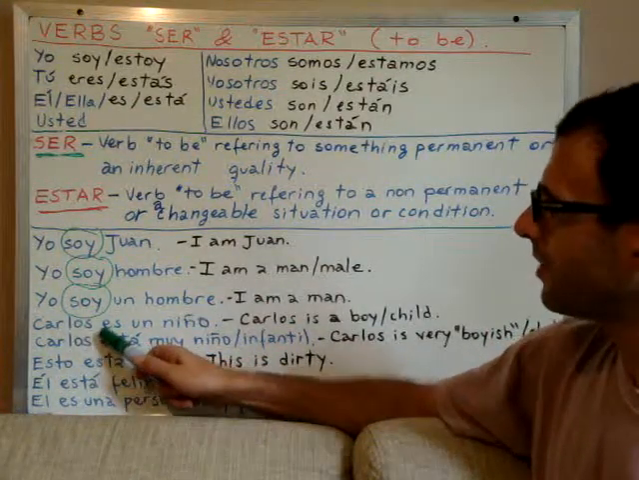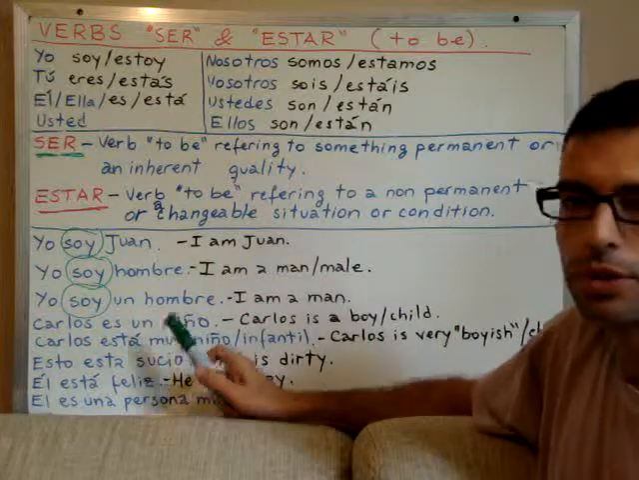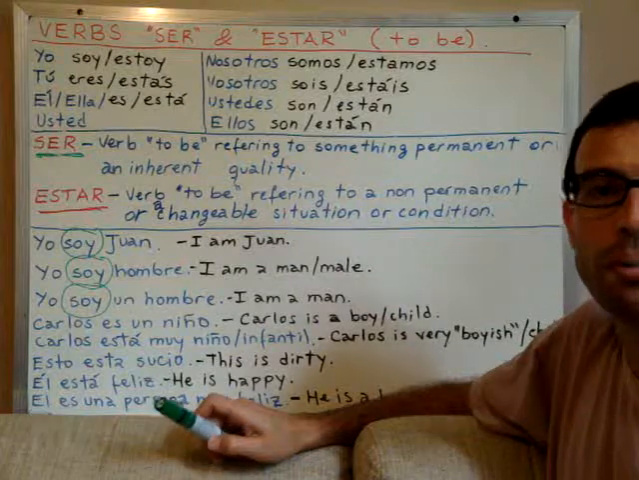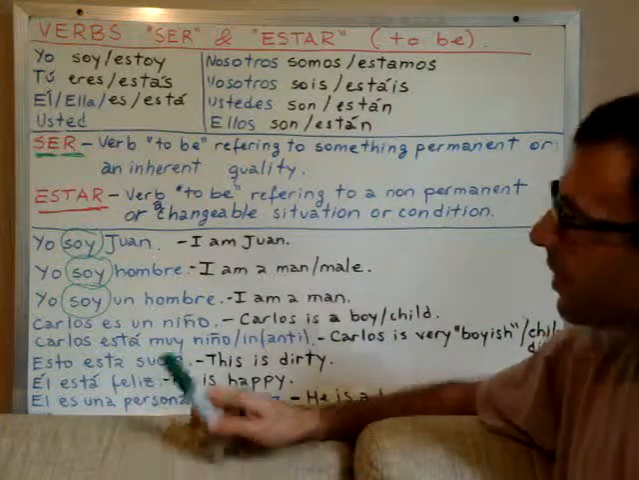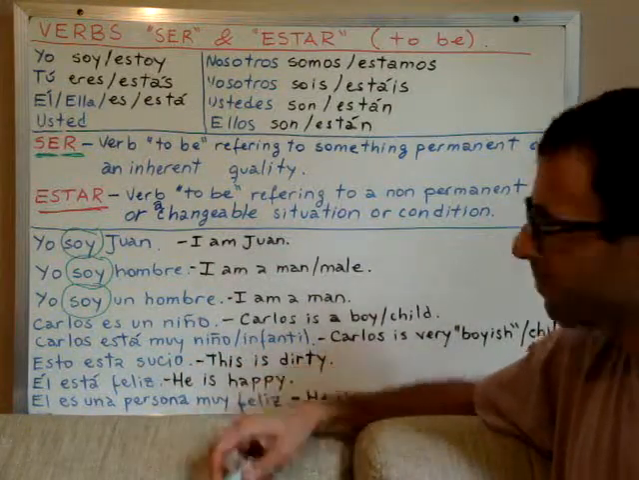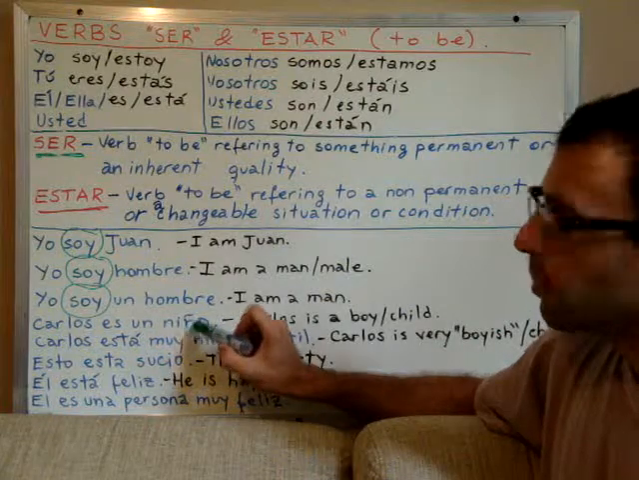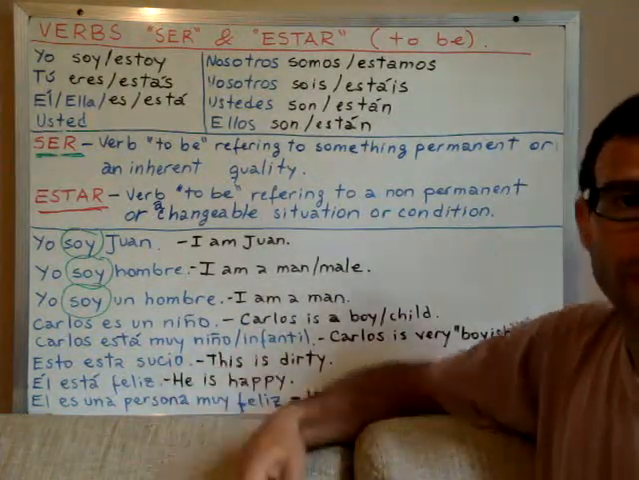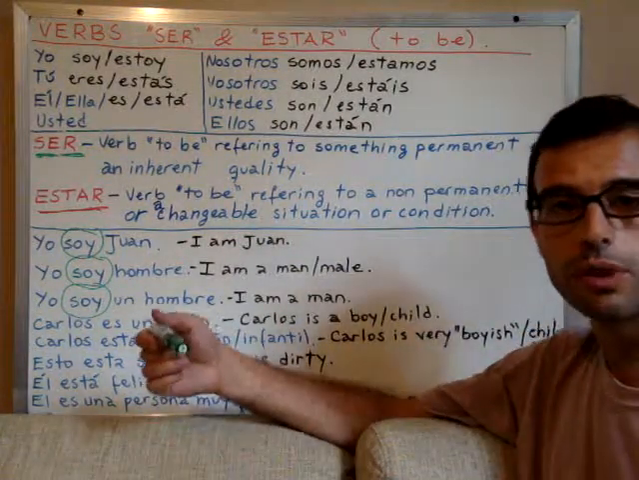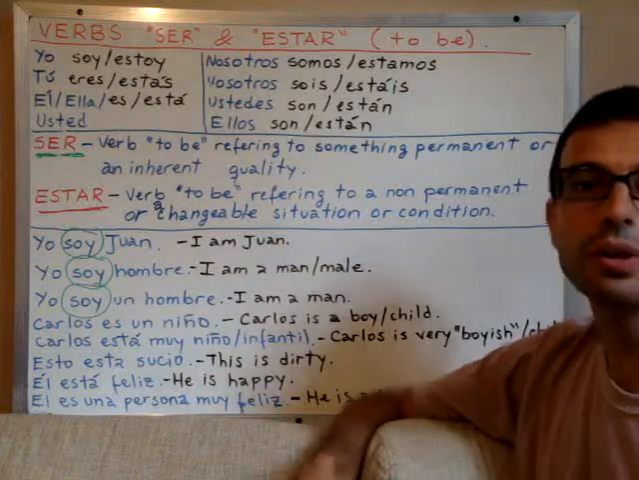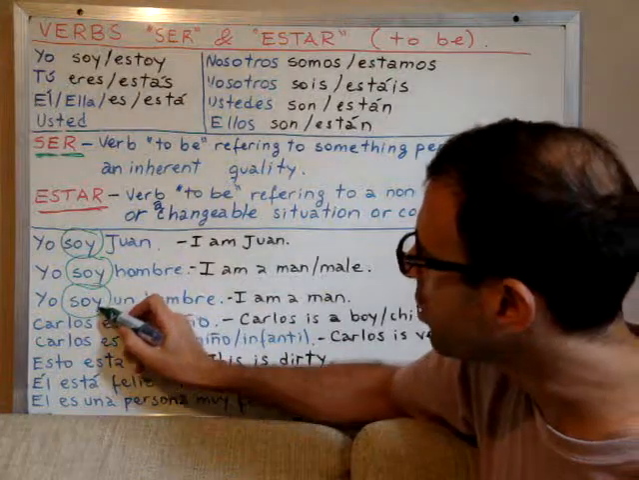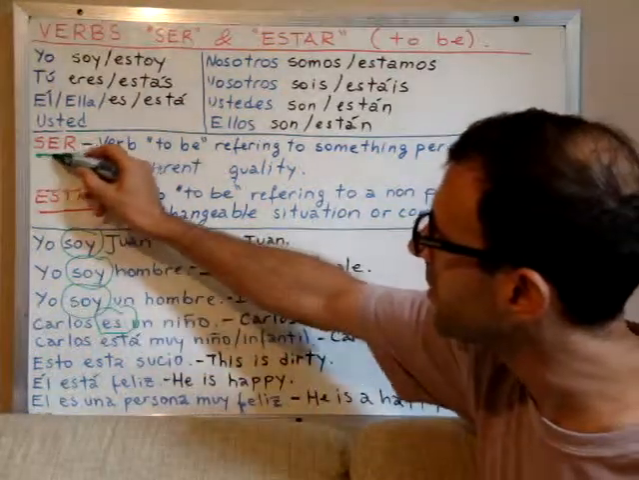Carlos es un niño. This means Carlos is a boy or Carlos is a child. The word niño means boy, but it's also used as child. So, although childhood or boyhood is something that does change with time, right? Because a child grows and becomes a man, right? However, it is considered a more or less permanent condition or quality. So we use the verb ser, you see?